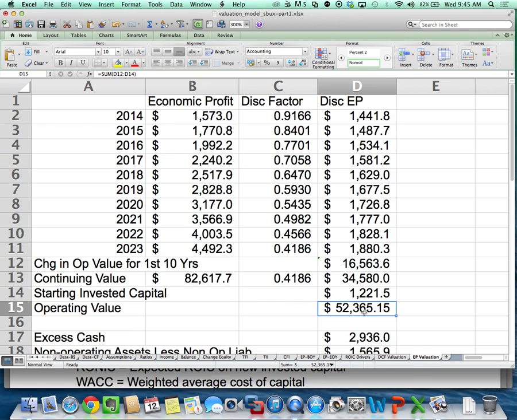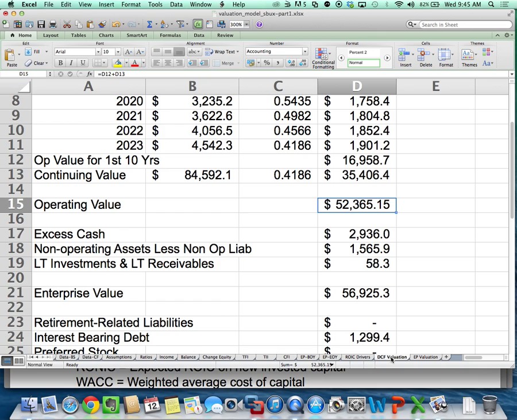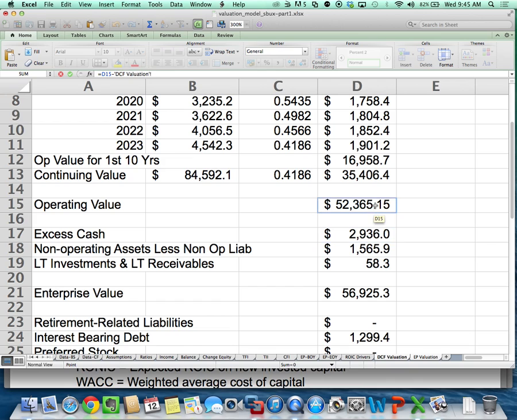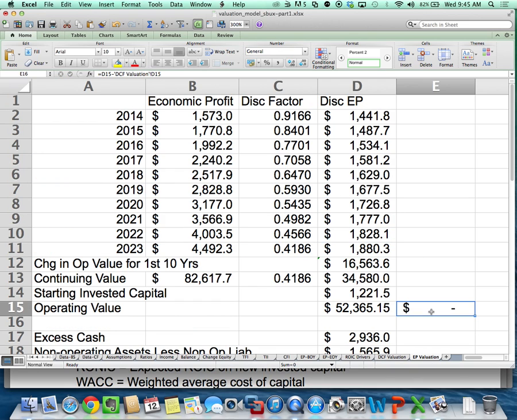Here's the question. 52, 365, 15. Equals that operating value calculated using the discounted economic profit methodology minus that calculated using the free cash flow methodology, difference of 0. Not a difference of $1. Exact. So that's the point.